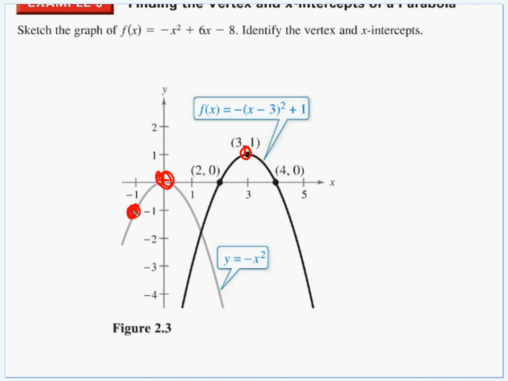This was at -1, -1. It went over 3 and up 1. And let me do this point in blue. This would be 1, -1. This one also went over 3 and up 1, and that became the x-intercept.